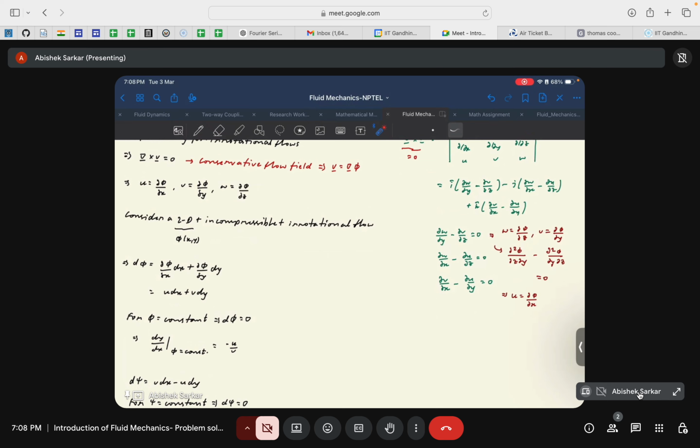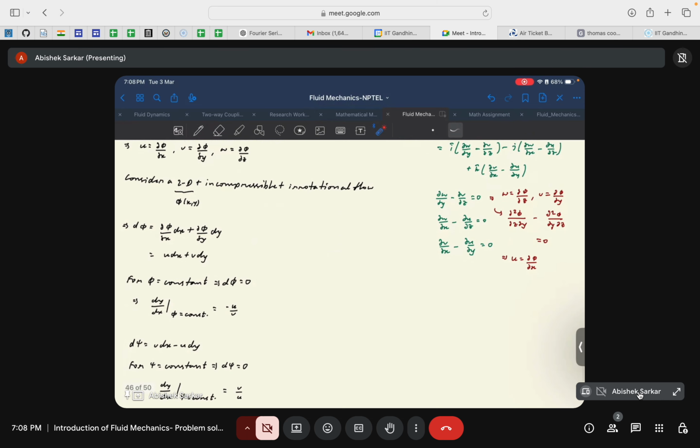So what we'll do is, now let us consider a case where the flow is 2D, incompressible and irrotational as well. If we consider a 2D flow, phi will only be a function of x and y. It's not explicit that it should only be a function of x and y, because it's valid for 3D flows as well, but we are considering a scenario where the flow is 2D, incompressible and irrotational. Okay, so we are considering these three assumptions simultaneously.